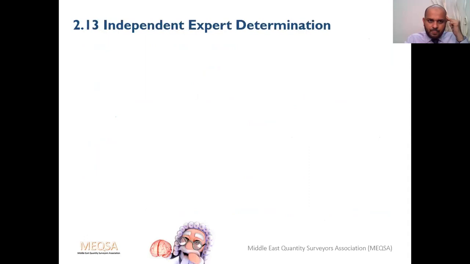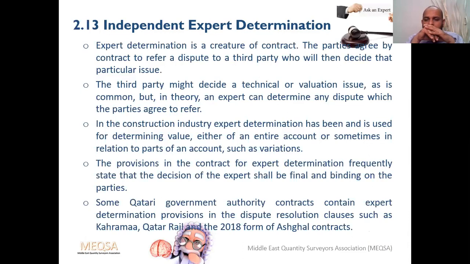Okay, independent expert determination. It is very clear. When you have an issue that is not related to common areas, maybe you need a technical expert's idea or opinion. For example, there is an issue on the bearing capacity of the soil. You can go for expert advice: what do you feel on this, is it sufficient enough? When you need an expert opinion, you can go for such an independent expert determination.